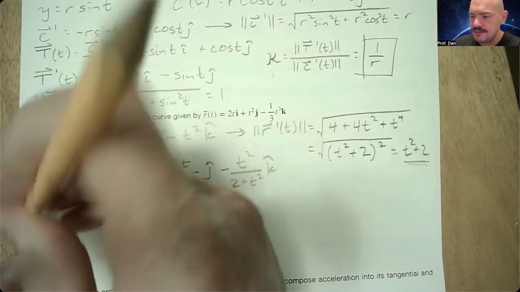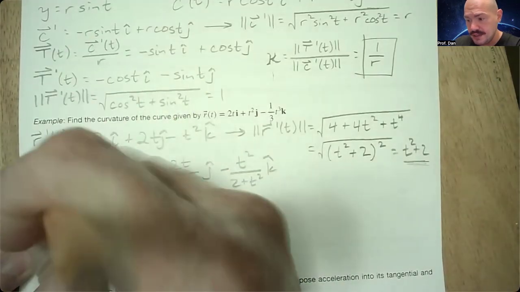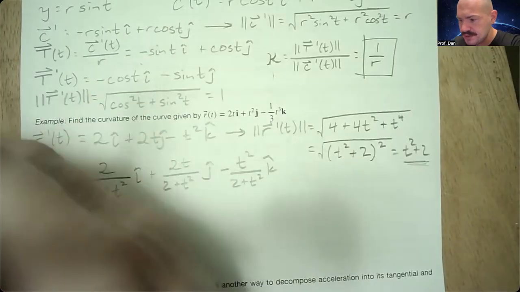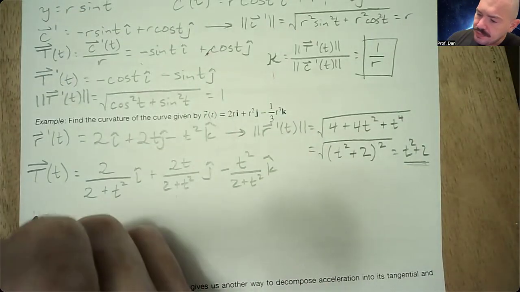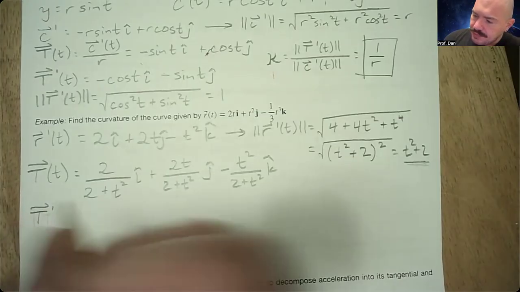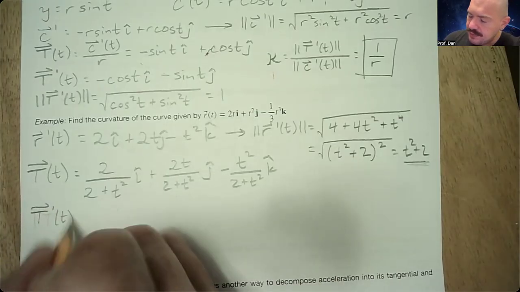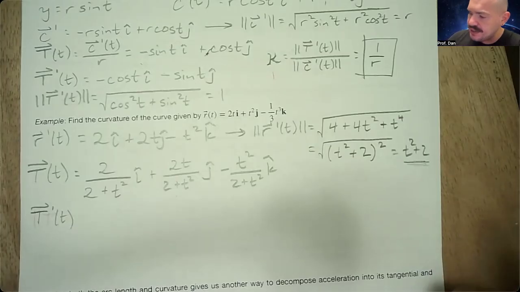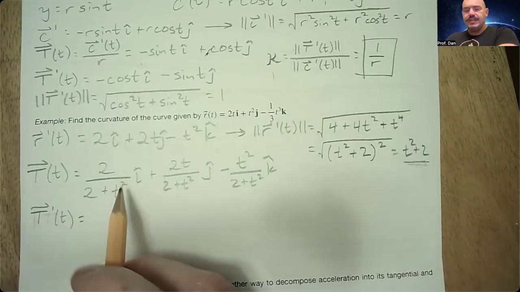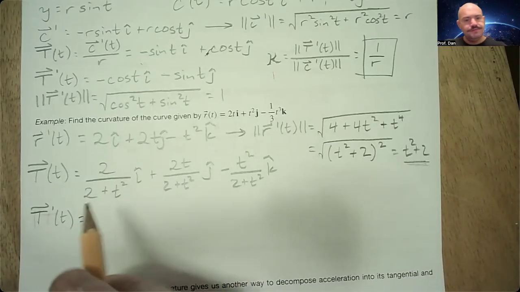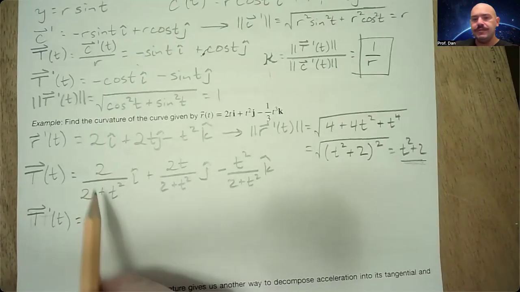Now we want to find the magnitude of this unit tangent vector. Actually, no, that's not true. We want to find the derivative of this unit tangent vector first. Okay. And that's going to require us to use a chain rule, everyone's favorite.